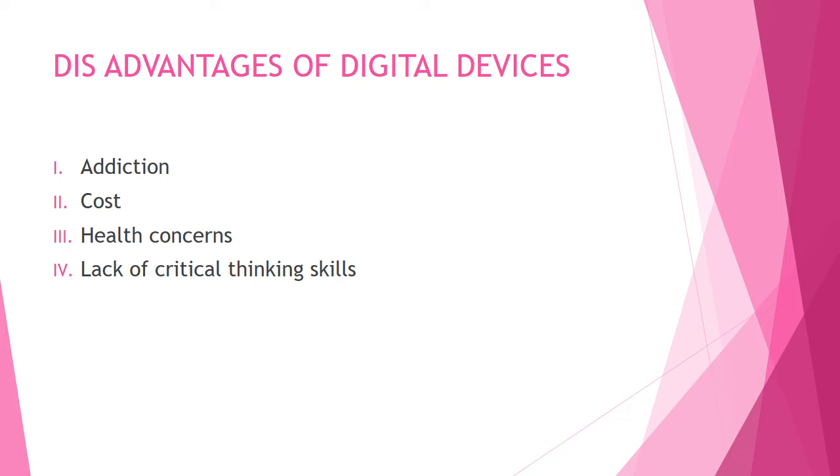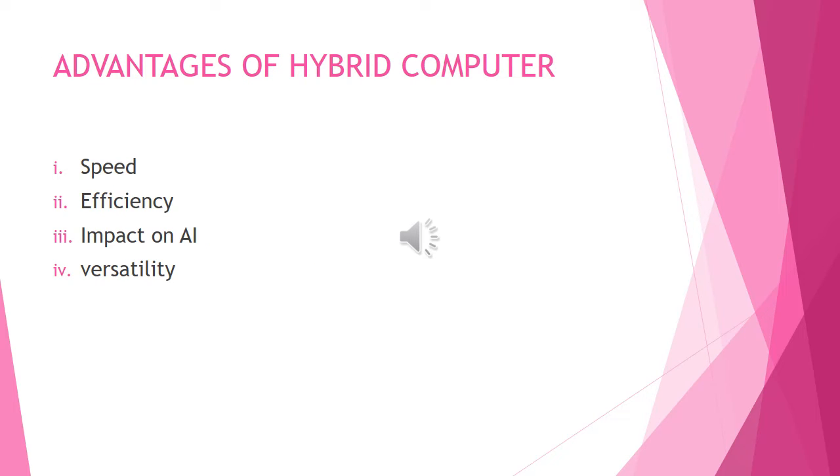Maybe if you ask someone what 27 divided by 3 is, he will keep on using his phone, typing, instead of giving the answer directly. So we are going to see the advantages of the hybrid computer. One, we have speed, efficiency, impact on AI, and versatility.